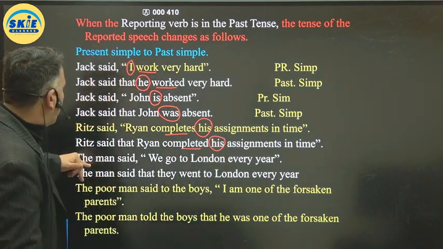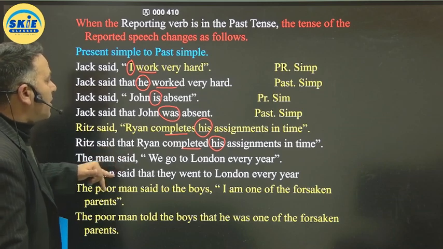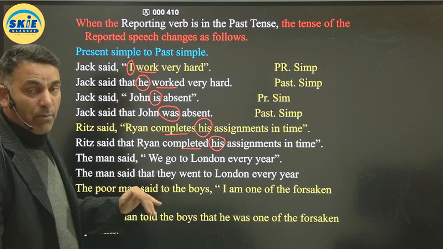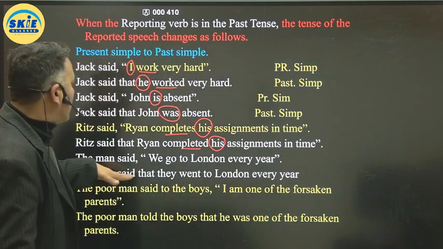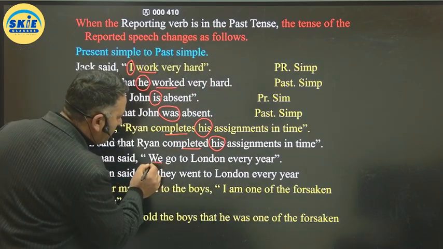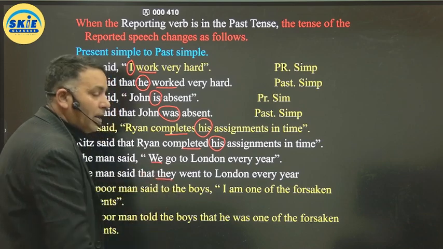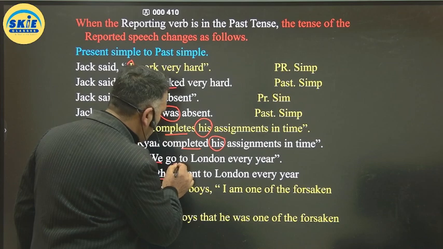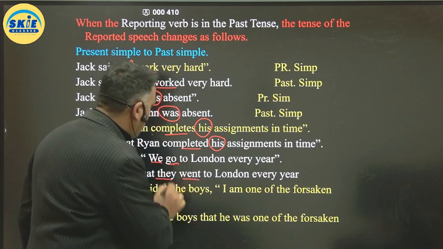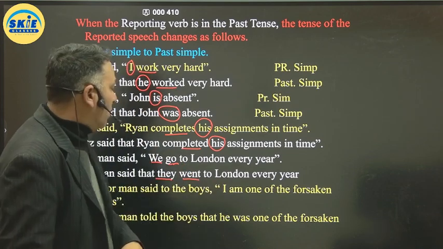Okay. Now, the man said, we go to London every year. The man said that we, plural, here it changes to they. They go, in place of go, you will have went. Went to London every year.